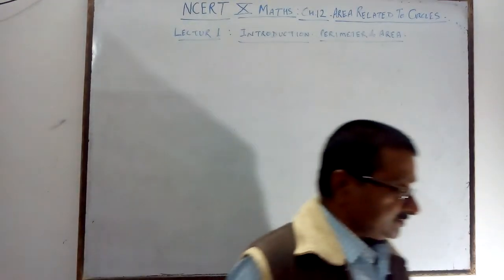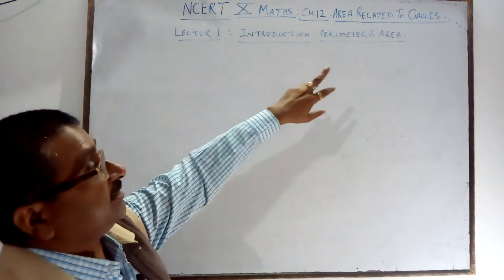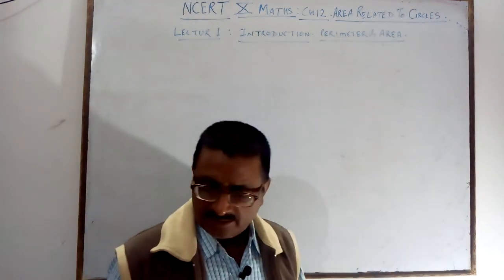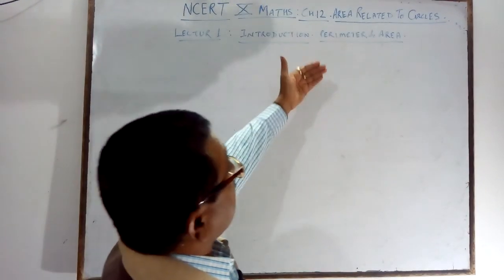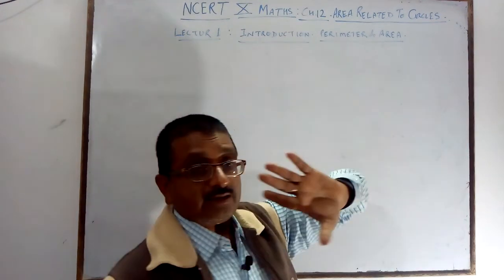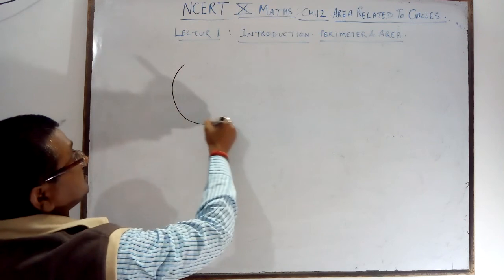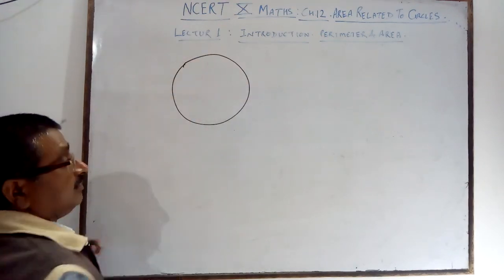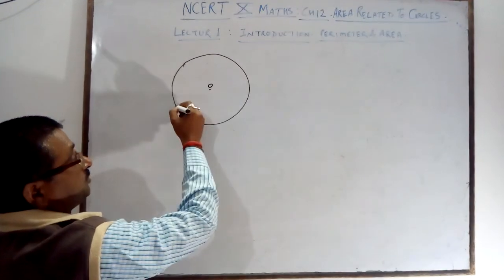Hello students, here I am going to teach you chapter 12, Areas Related to Circles, of class 10th. It is a very simple chapter, and you will learn how to get the areas of circular figures. A circle is given. In this circle, what are the things you know from the previous class?